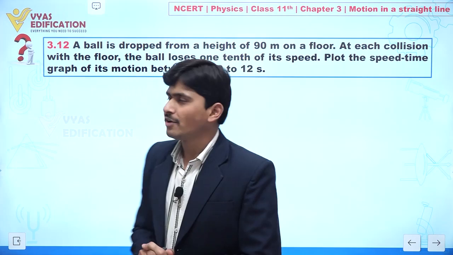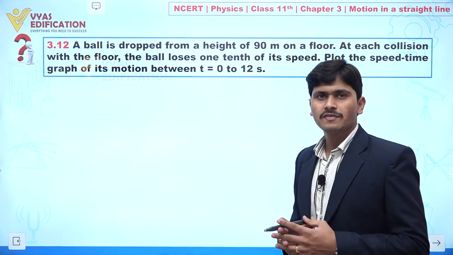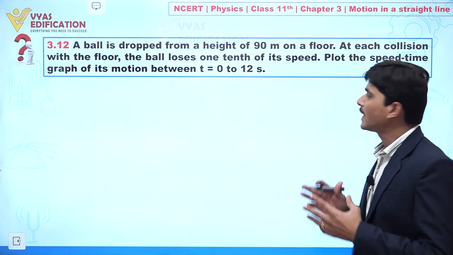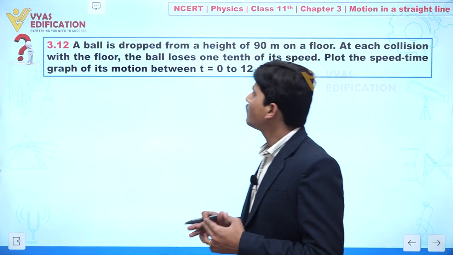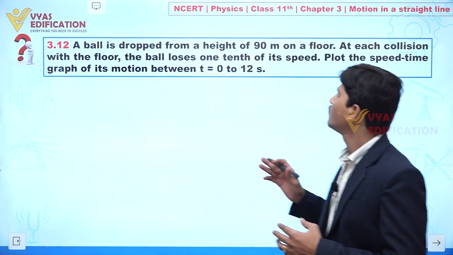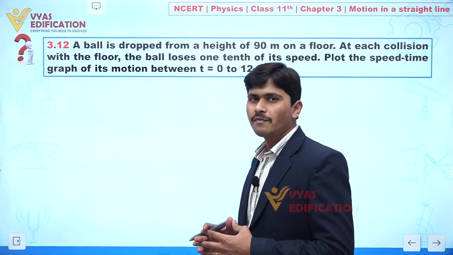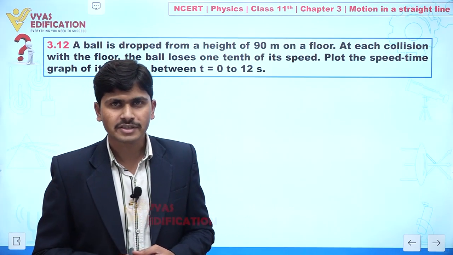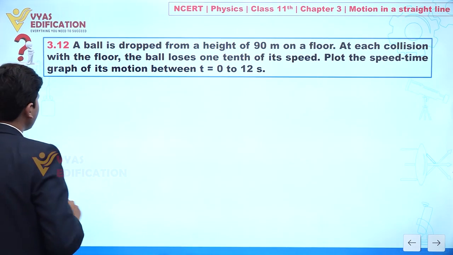Now dear student, we are going to discuss question number 3.12. In this question it is given that a ball is dropped from a height of 90 meter on a floor. At each collision with the floor, the ball loses 1/10 of its speed. Plot the speed-time graph of its motion between t equal to 0 to t equal to 12 seconds. Clear? So now concentrate on the screen.